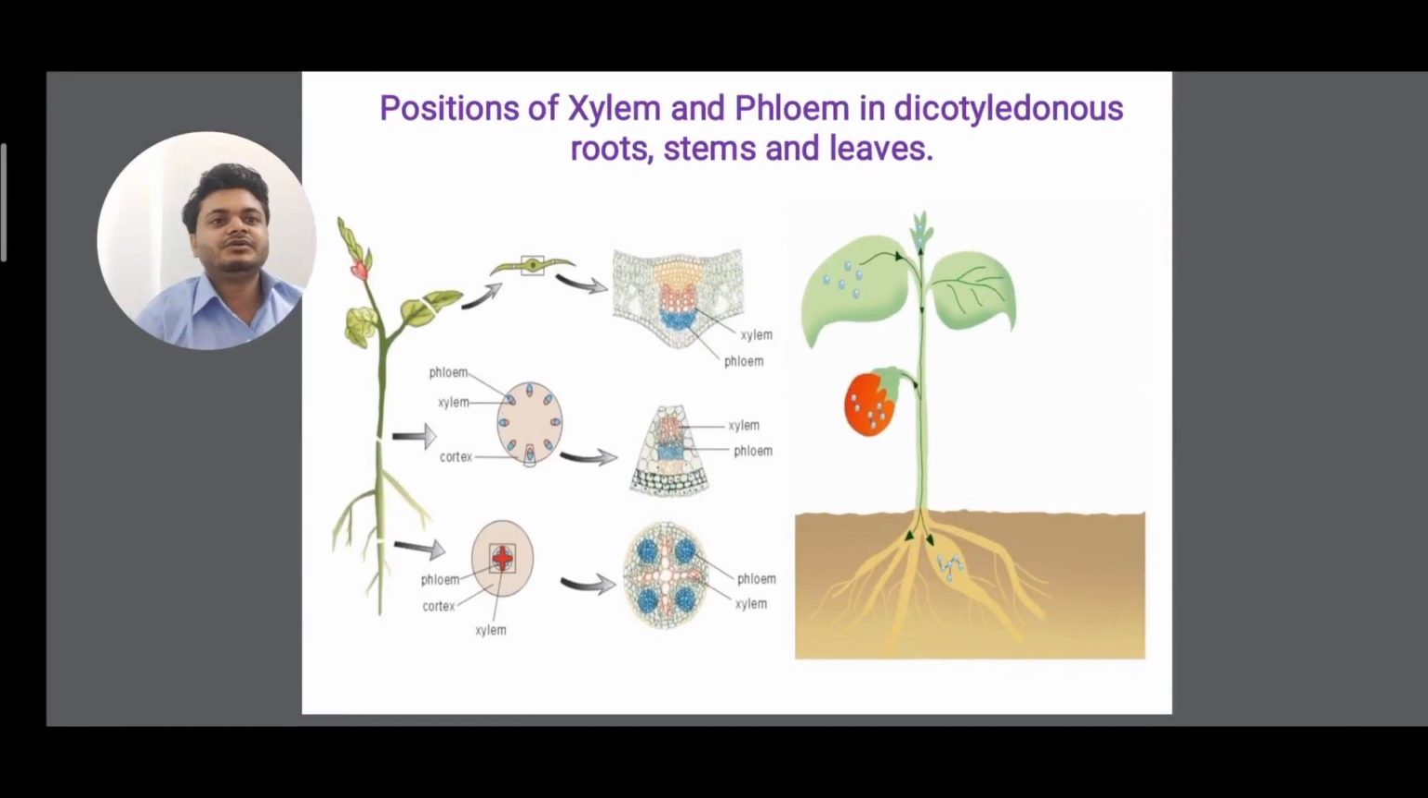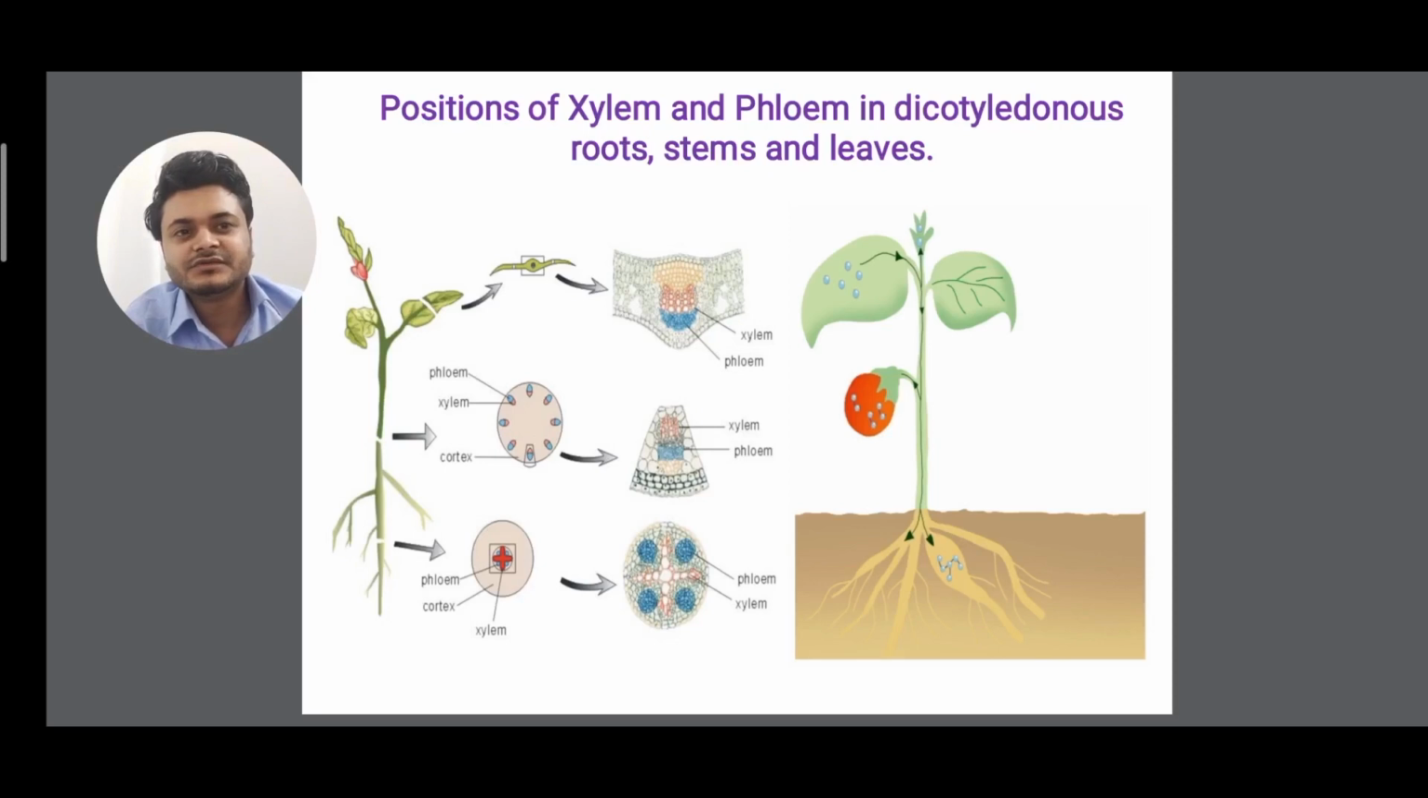Position of xylem and phloem in dicotyledonous roots, stem and leaves. Before moving to xylem and phloem, I'd like to say that vascular bundles are of two types. One is xylem, another is phloem, isn't it? The function of xylem is transport of water and mineral, and the function of phloem is translocation of food. Clear? So we know the food is synthesized where? In the leaf, due to the presence of chloroplast and chlorophyll in it.